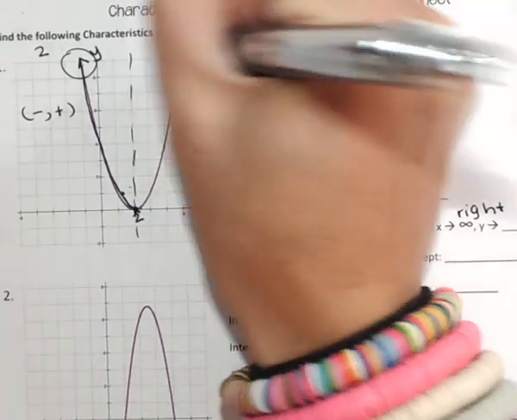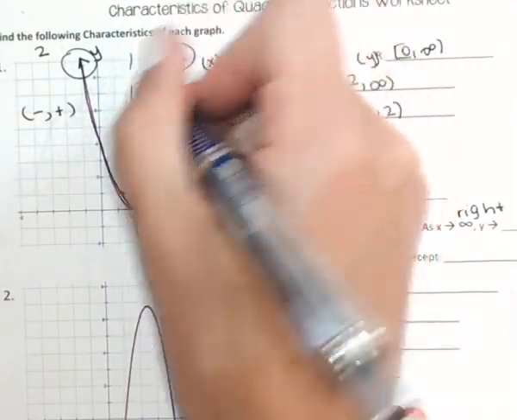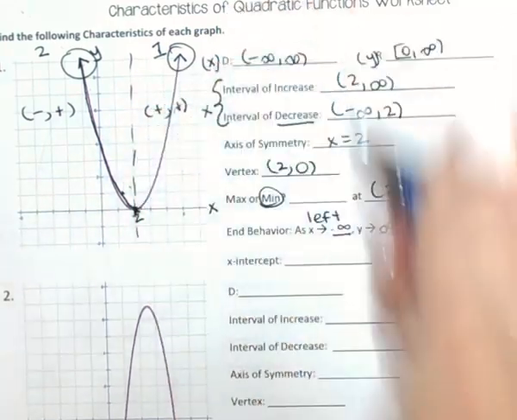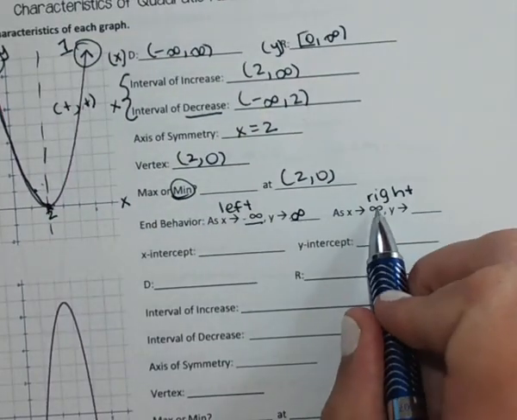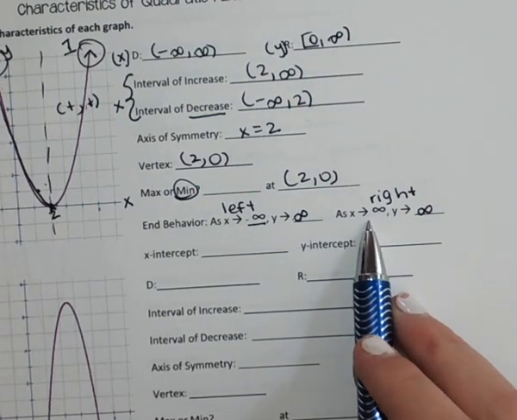Then the right end, this end behavior, is in quadrant 1. In quadrant 1, your signs are positive, positive. So you go down here and fill in positive, positive. Sometimes the first one will be filled in for you, sometimes it won't.